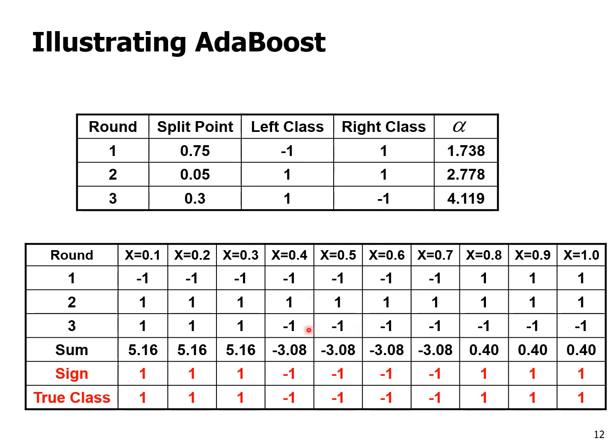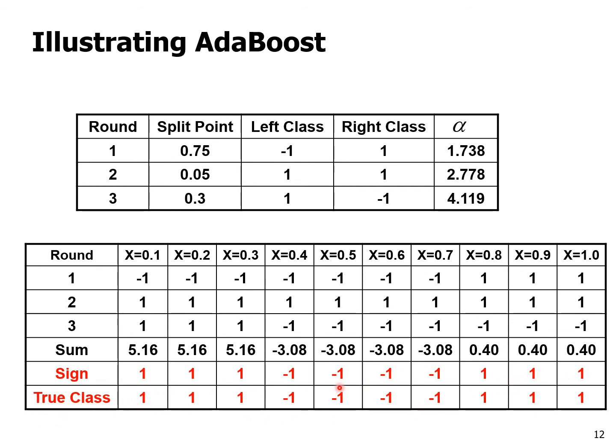Okay, so we do plus minus math here, and the final summation is -3.08, right? So for every data, we do this summation. The final summations are 5.16, 5.16, etc. So this is positive, that means the final answer is 1. This is positive 1, 1. This is negative -1, -1, -1, -1, 1, 1, 1, right?